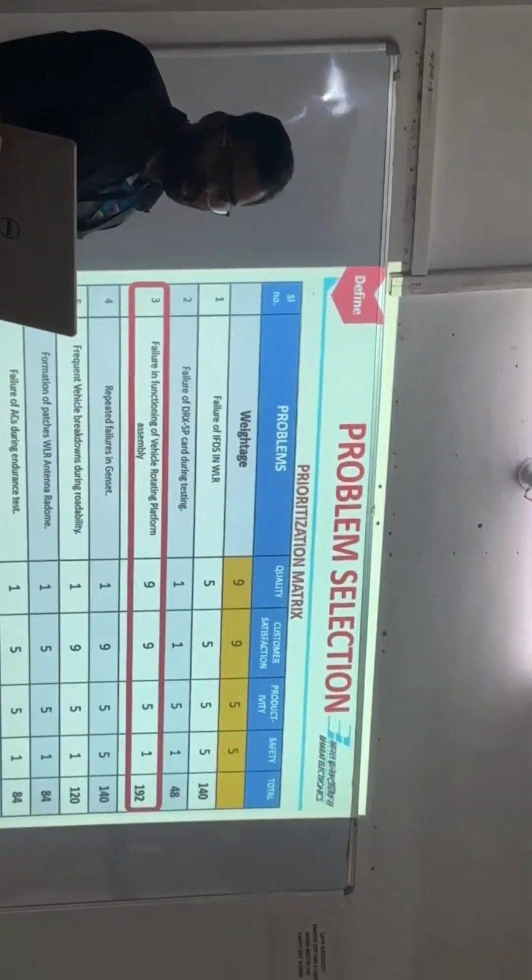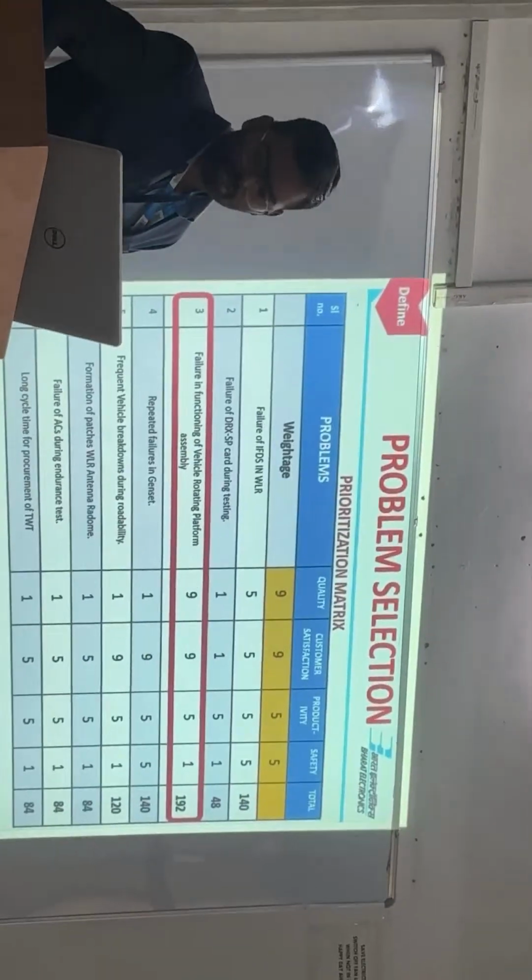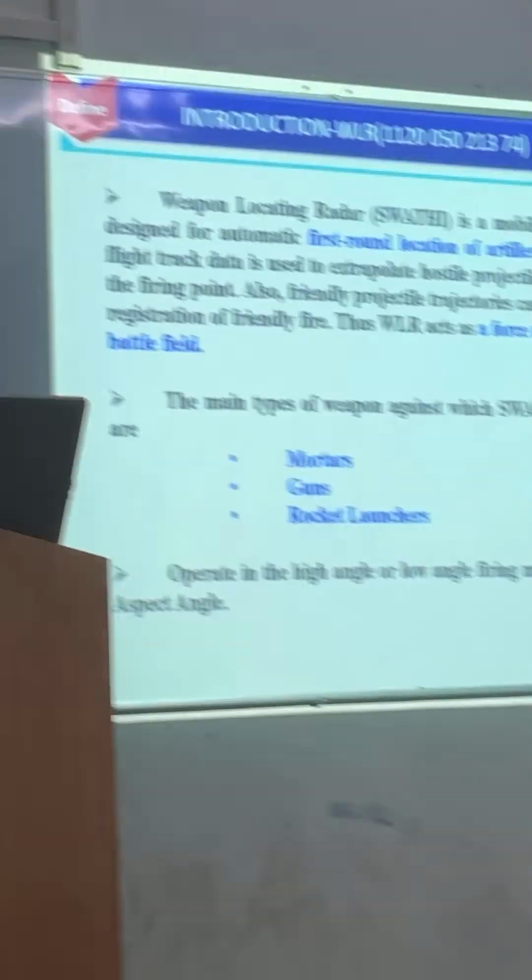Visualization matrix. Problem number 3 has been selected for 6 Sigma in the project. This is the plan schedule for the project. Let me think about WLR first.